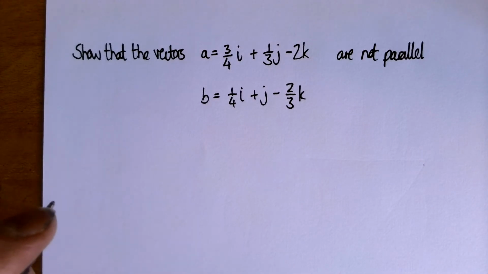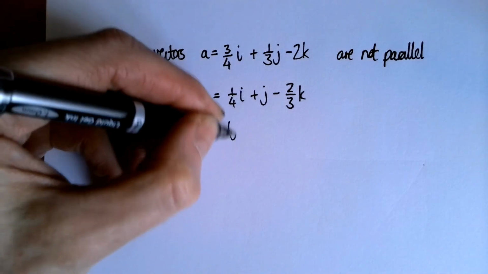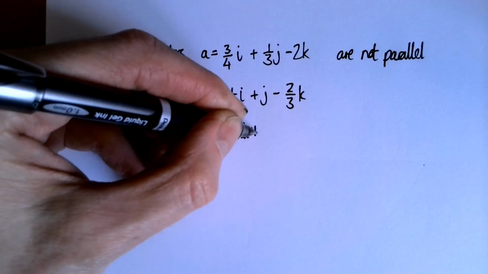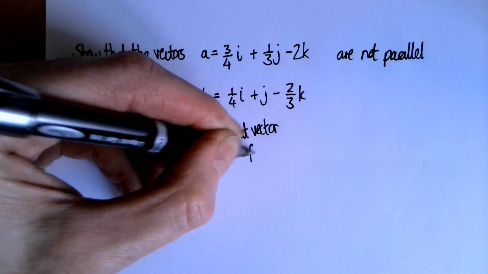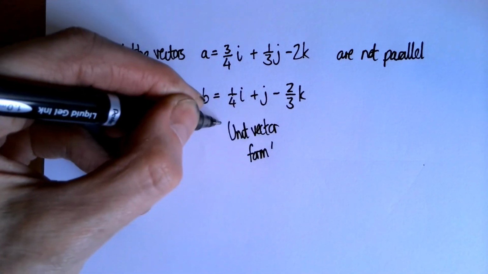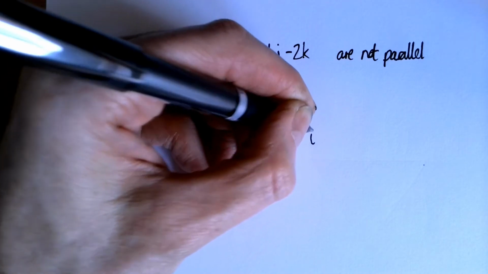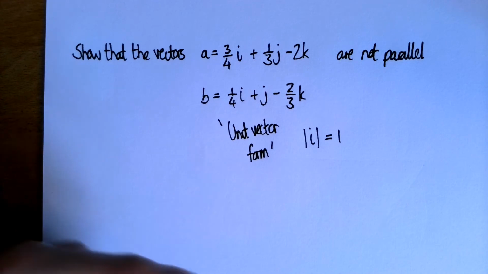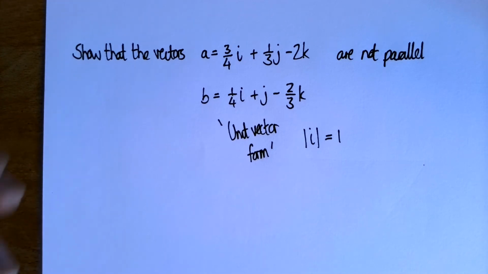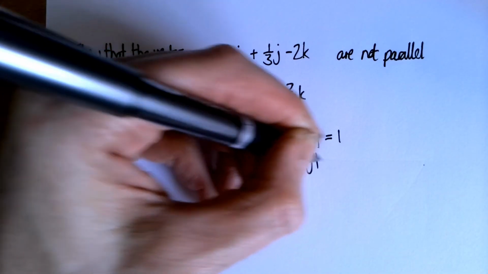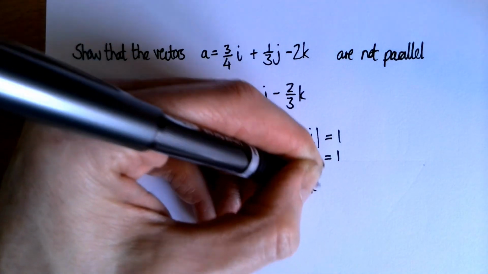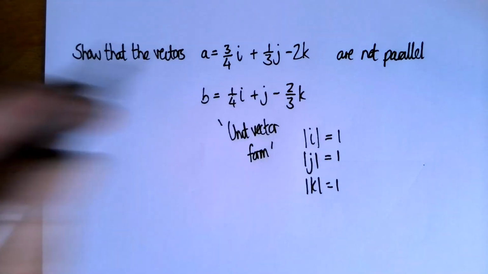So firstly, they're written in unit vector form. I perhaps didn't make that clear enough here. We call this unit vector form. i, j and k are referred to as unit vectors, and the length of i is 1. i is a vector of one unit in the x direction, and the length of j is 1, and the length of k is 1. Anyway, let's return to the question.